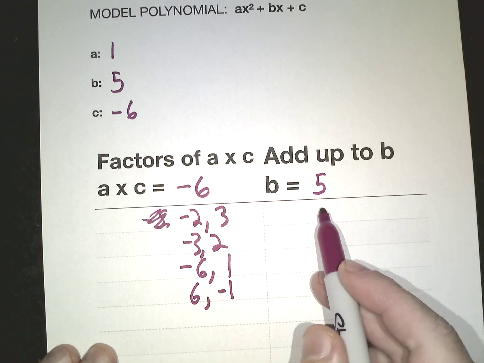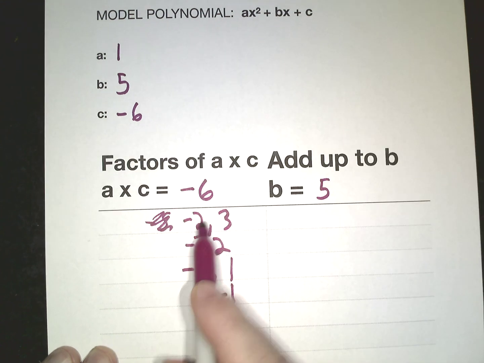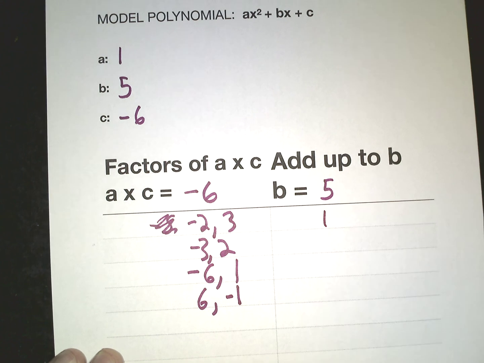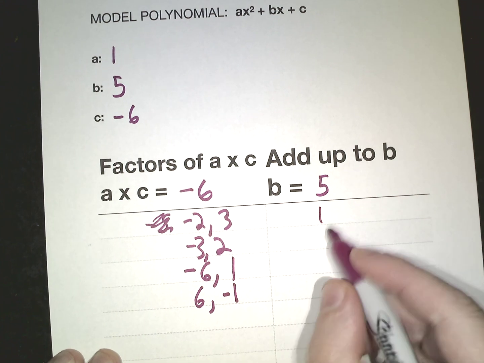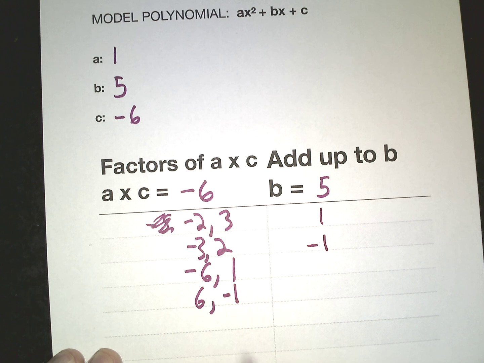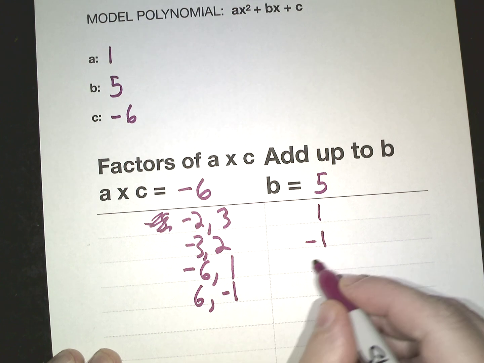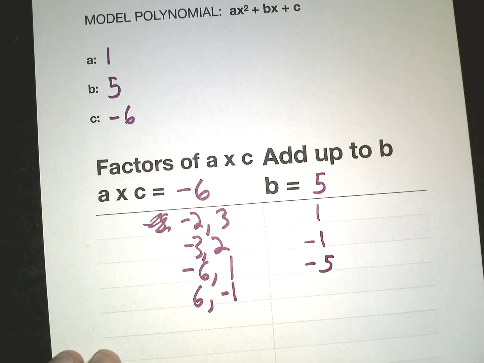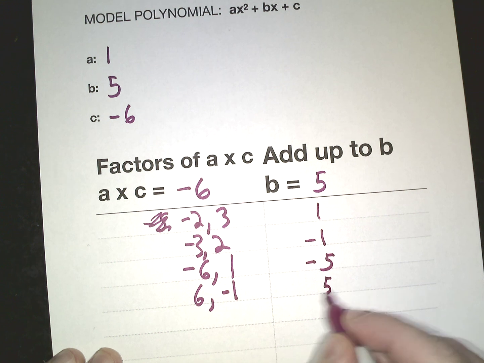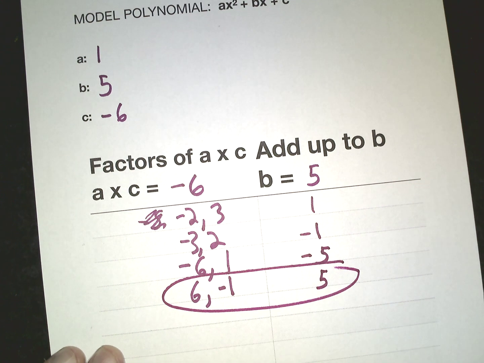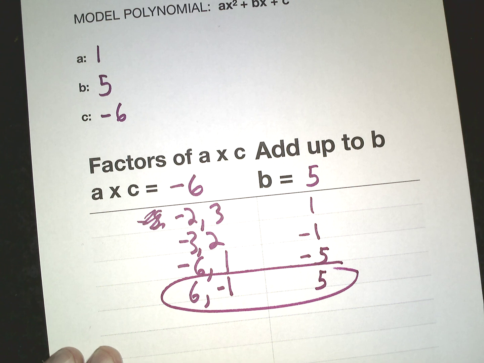But I got to add them. Which one adds up to 5? Negative 2 and 3? Just 1. Negative 3 and 2, you add those up, you get negative 1. Negative 6 and 1, I get negative 5. And 6 and negative 1, there we go, I saved it till last. Is that one. So the two factors are 6 and negative 1.